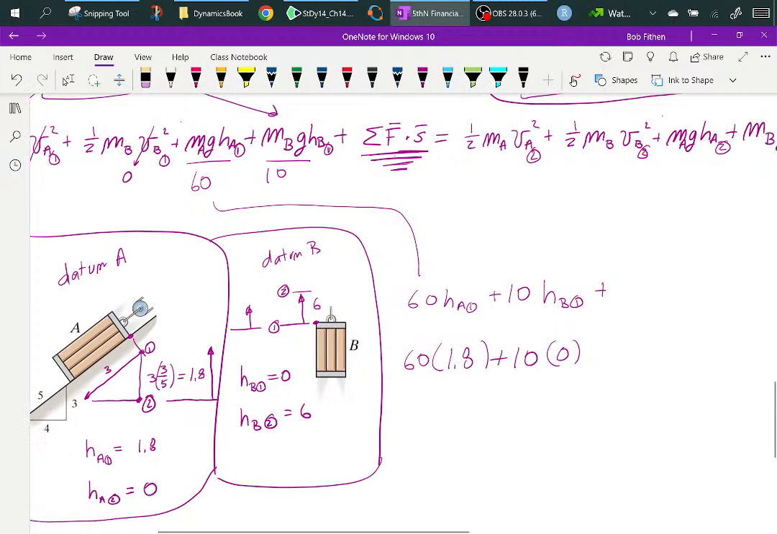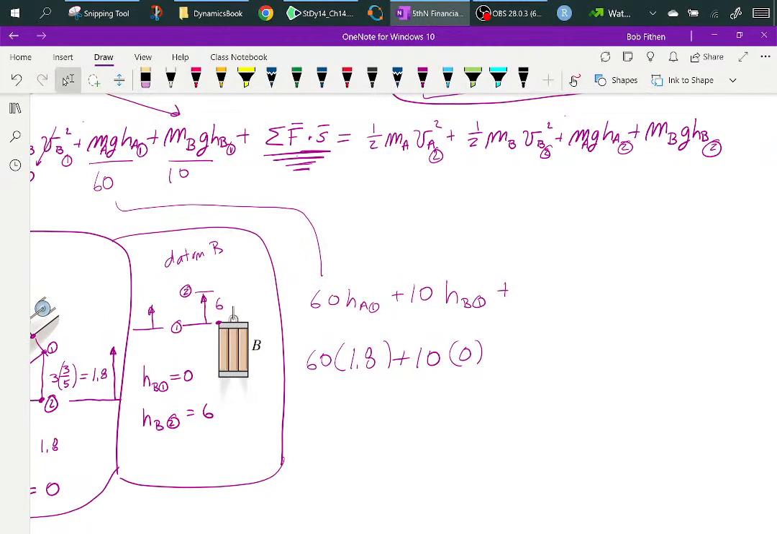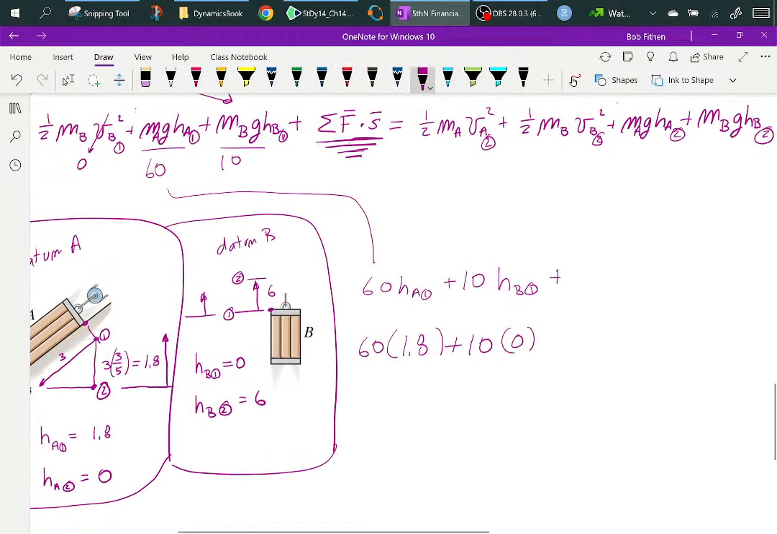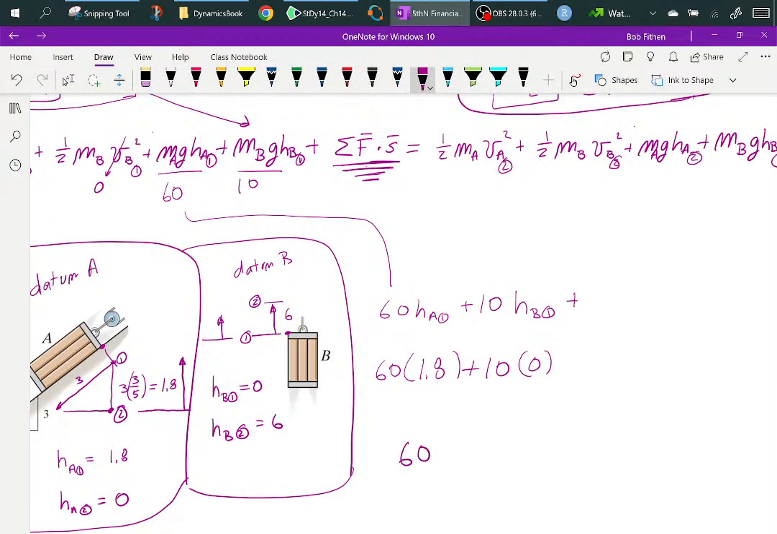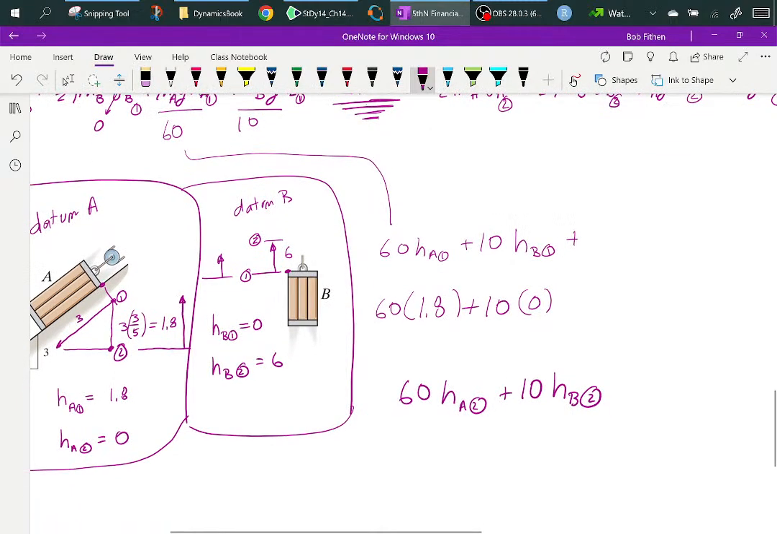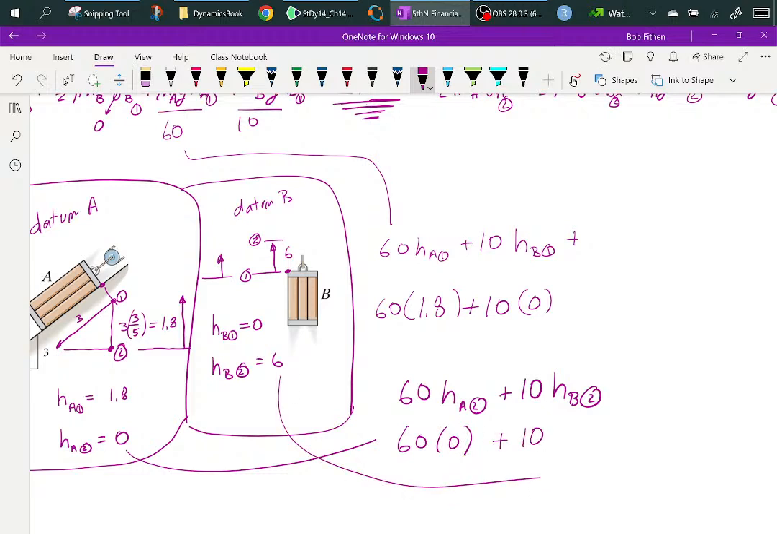Okay, now I'm going to do something interesting. I'm going to take these two down. So I'm going to move the equation over there in a second, but I'm going to put it real close over here. 60 times HA2 plus 10 times HB2. So what do those end up being? I got to be real careful. HA2 is just 60 times 0, and HB2, 10 times 6. Okay, so now, did I do that right?